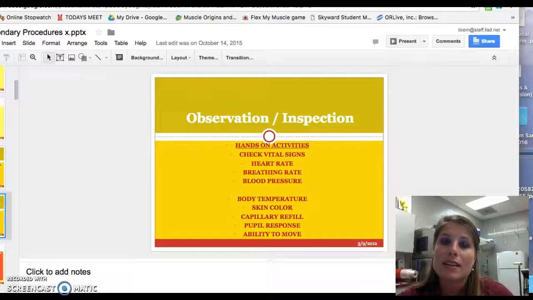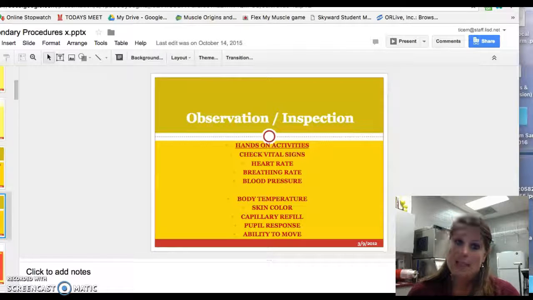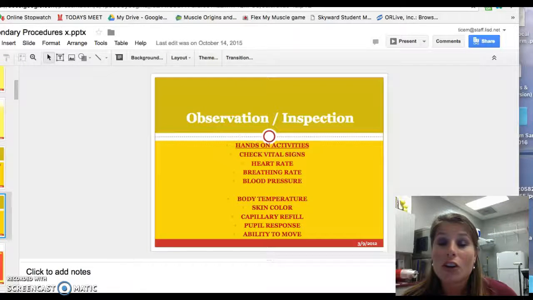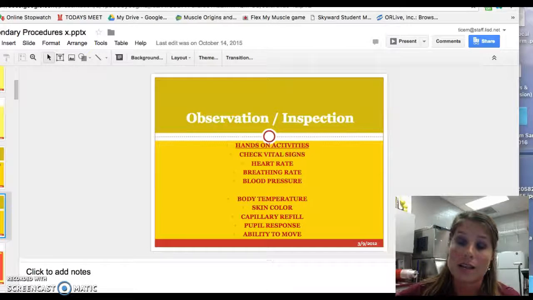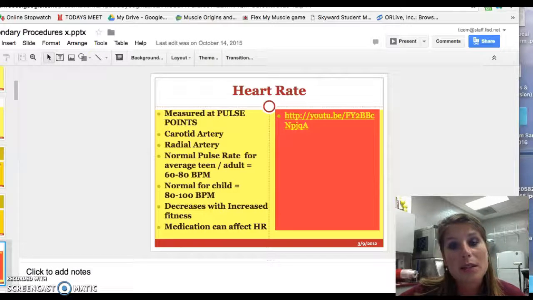Our second category is observation and inspection, and these help us figure out and determine what's going on with our victim. We're a little bit more hands-on in this section. You are using your eyes to figure out what you see, but then you also have to deal with a little bit more of your vital signs to figure out if we're having a problem with any of those. So our first one that we deal with is heart rate.